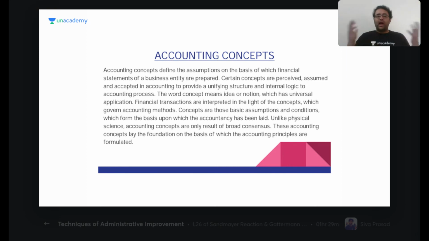It means when a large group of people accept these assumptions, logics, or ideas and apply them uniformly, then accounting concepts come into existence. I repeat, broad consensus means acceptance by a broad category of people or professionals. These accounting concepts lay the foundation on the basis of which accounting principles are formulated. So obviously, you need to have certain assumptions.